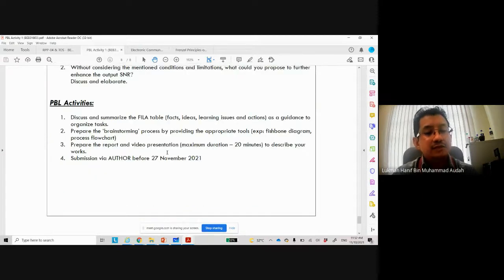Okay, PBL activities, discuss and summarize PBL table. Ini yang mula-mula biasalah. PBL table is a planning phase: fact, ideas, learning issues and actions as a guidance to organize the task. So PBL ni sebenarnya perlu buat di awal proses kerana dia melibatkan perancangan. Bukan result, dia adalah perancangan apa yang perlu kita buat.